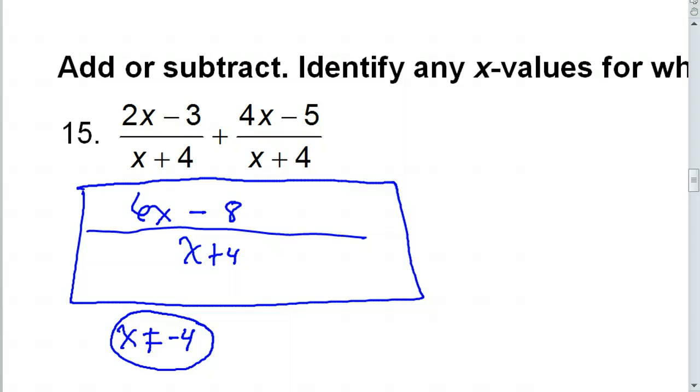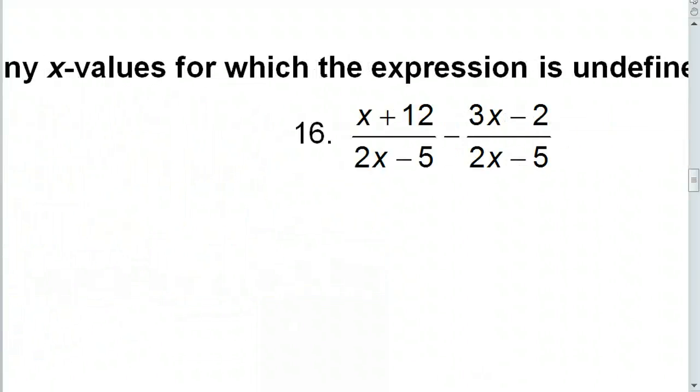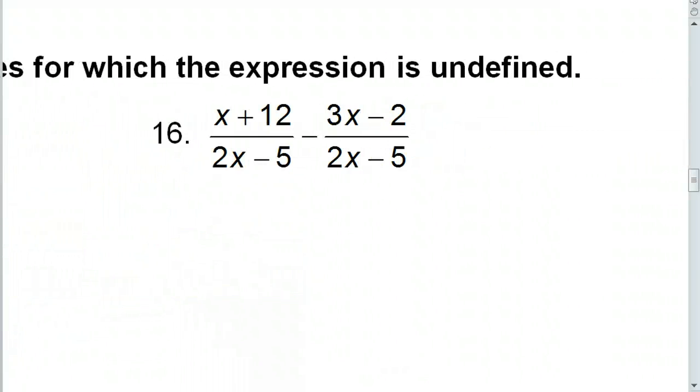Any questions on number 15? Oh, this is easy now, Mr. Bernie. Well, the denominators were the same, so you know.